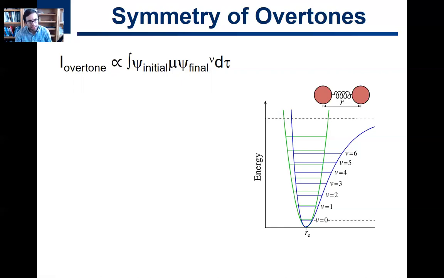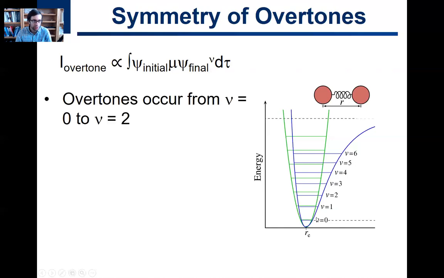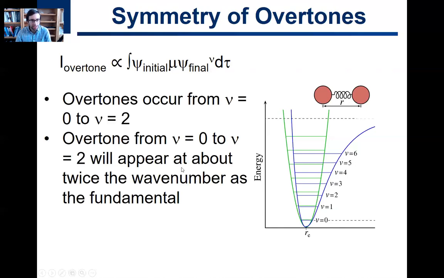So the integral might be non-zero, but actually more to the point is that this energy gets so high that on a typical IR spectrum, you're not going to see it. And also the intensity will be low. So just because something's symmetry allowed doesn't necessarily mean you will see it, right? Because the intensity could be low for other reasons. But normally when we're talking about an overtone, we're talking about going from the ground state, nu equals 0, to nu equals 2. And so that's what this says here.